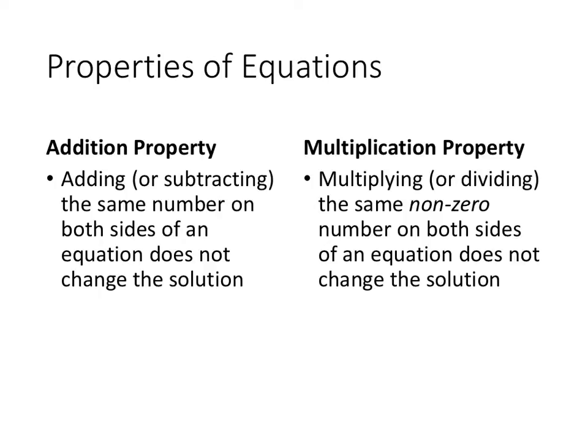The addition property says that we can add or subtract the same number on both sides of an equation, and that doesn't change the solution. The multiplication property says the same thing about multiplying or dividing, with the extra warning that we can't multiply or divide by 0 on both sides because that would in a sense ruin the equation.